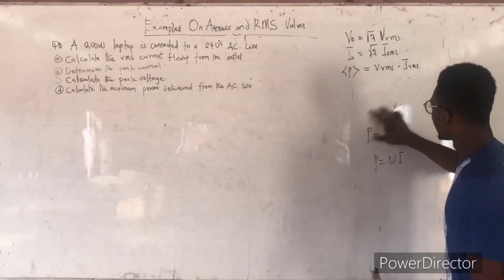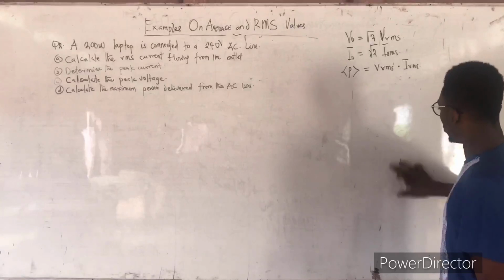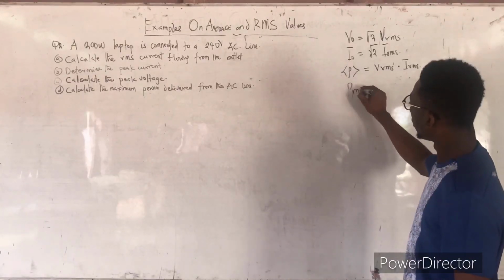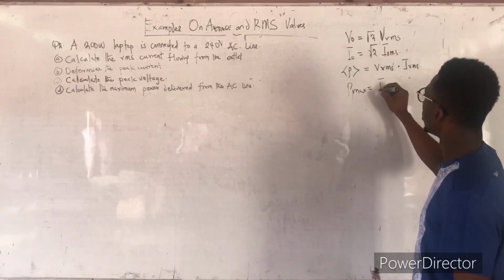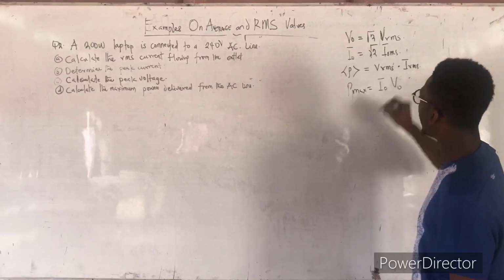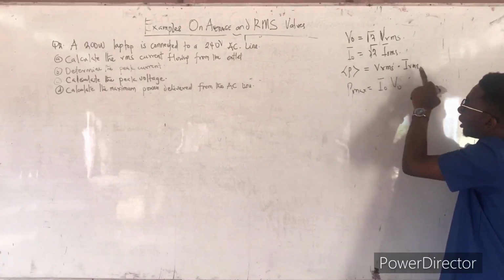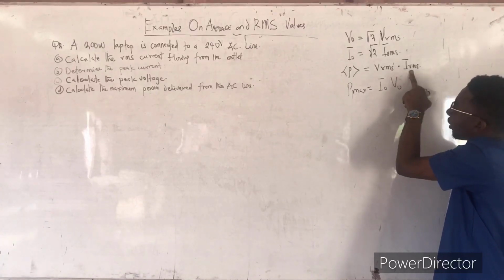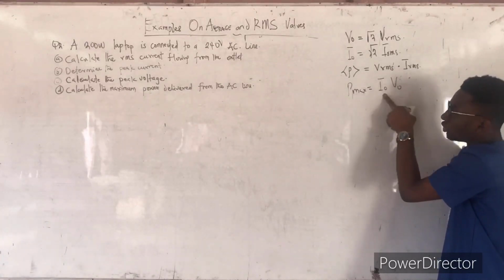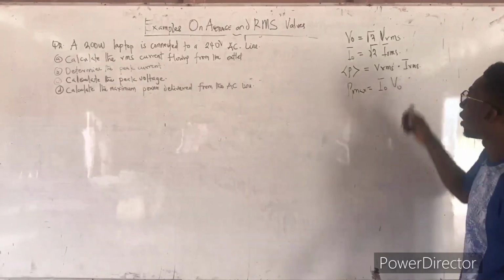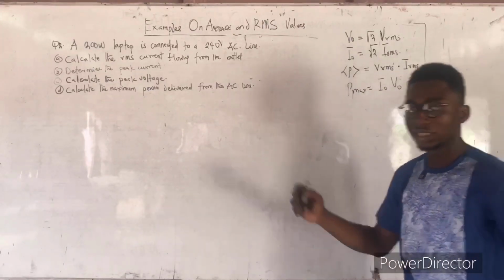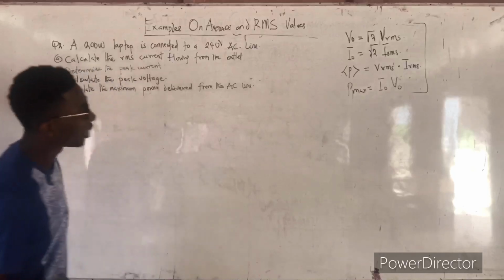Okay. So now, maximum power is also equal to I naught times V naught. So the average power is equal to the root mean square voltage times the root mean square current. And this one is equal to the peak current and the peak voltage. So have these formulas in your head, and I think that will help you solve this particular question.